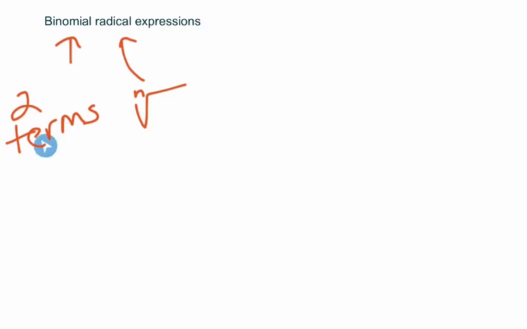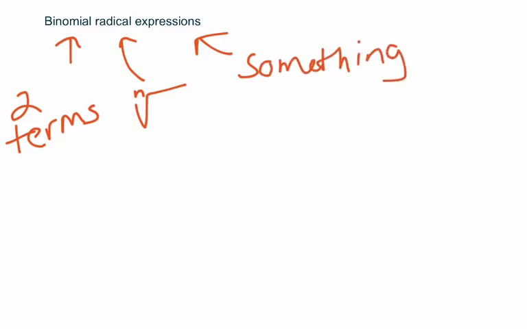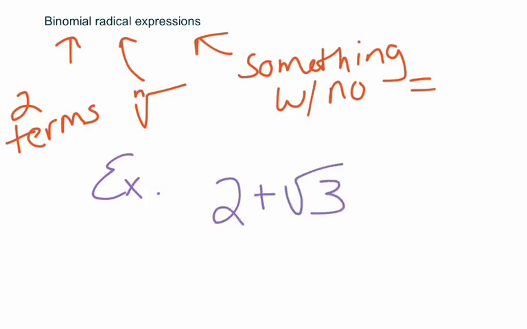So we're talking about two terms, some kind of radical, and then an expression is just something with no equal sign. It's some kind of hodgepodge of numbers and letters with no equal sign, because if it had an equal sign, it would be an equation and we would solve it. So a binomial radical expression is two terms with some kind of radical in it, and there's no equal sign. I'll give you an example so that we are all together. 2 plus root 3. That is a binomial because it's got two terms. It's a radical because it's got the radical in it somewhere, and there's no equal sign. It's just 2 plus root 3. There it is. It's great.